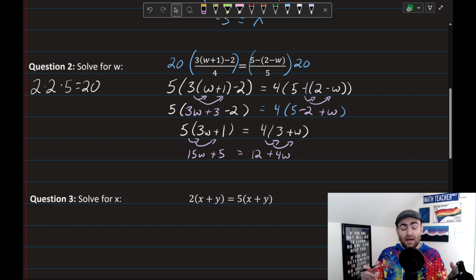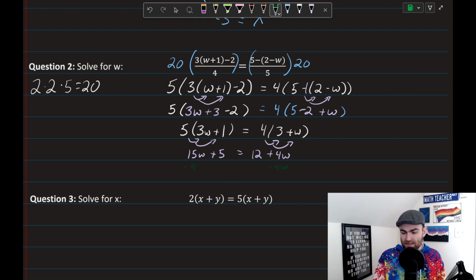Just like in the last one, I try to keep my variables positive, so I am going to strategically subtract 4w from both sides. And since I'm moving my w's to the left-hand side, I'm going to move my numbers to the right. So I'm going to undo this plus 5 with a minus 5. Always the opposite. So these w's cancel and these 5's cancel. And that leaves me with 11w is equal to, well, 12 minus 5 is 7.